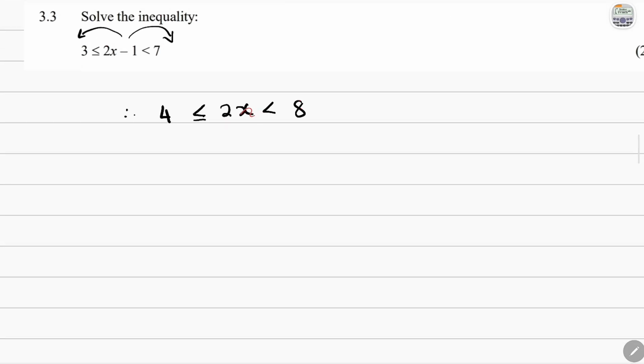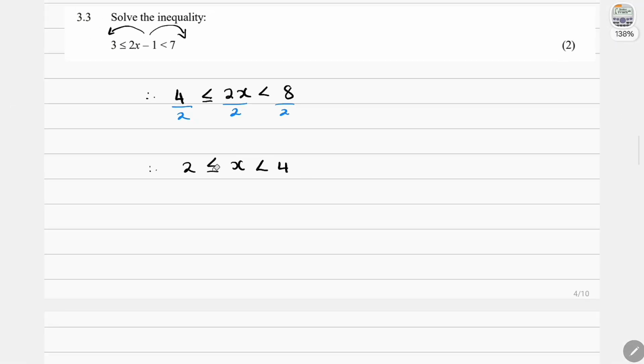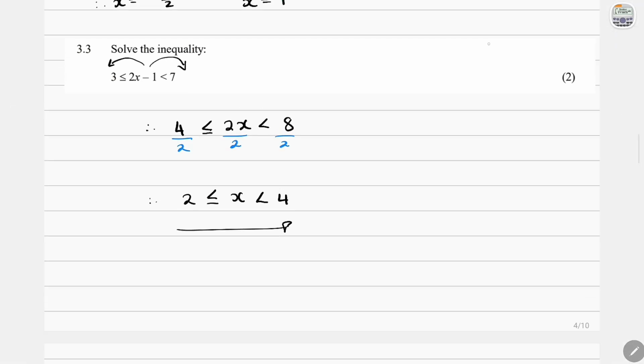You see that to solve for x, we need to get rid of the 2, so we'll divide all sides by 2. So finally, x is simply greater than or equal to, that gives us 2, and 8 divided by 2 is 4, so less than 4. And that is our answer. x is greater than or equal to 2, but less than 4. Moving on to the next question.